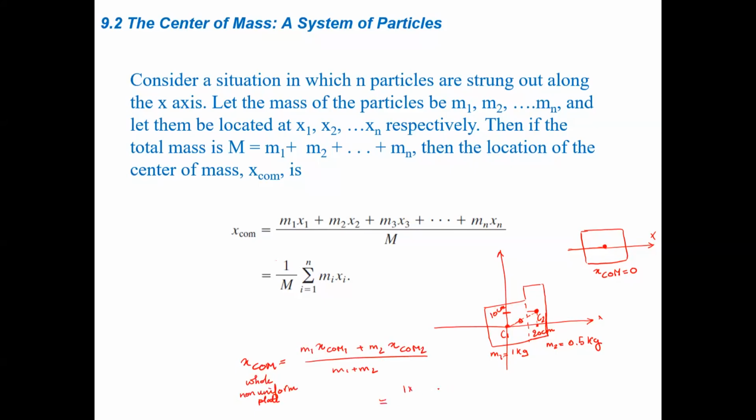M1 is 1 kilogram. The first center of mass, its x component is at 20. Actually, sorry, C1 is at 0. It's at the origin. So I'll put 0 here. Plus the mass of the second plate is 0.5. This is the mass times its center of mass, located at x equals 20 centimeters. I will divide by the total mass. One thing I did, I left this in centimeters. I will simply get the center of mass to be in centimeters as well, which is totally fine. So I can calculate this.